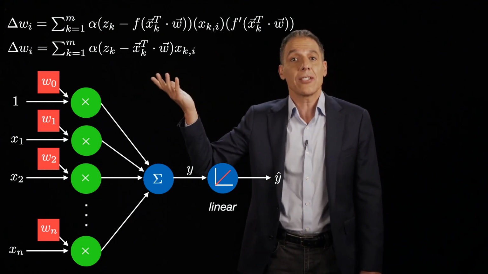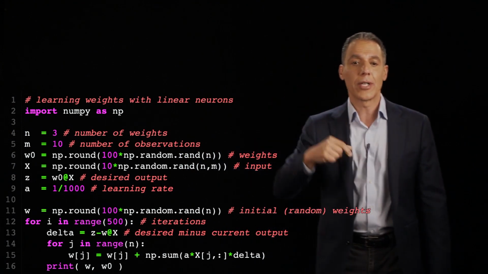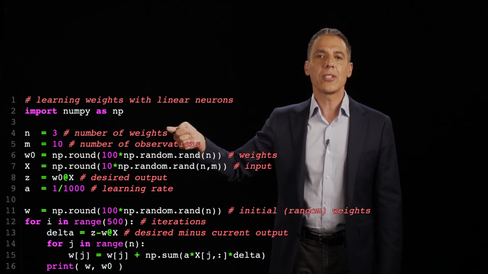most efficient way to train or learn the weights associated with the neural net. So let's see, we can actually write this for a simple problem. We can write the learning of the weights. So here we go. I'm going to just do 3 weights.